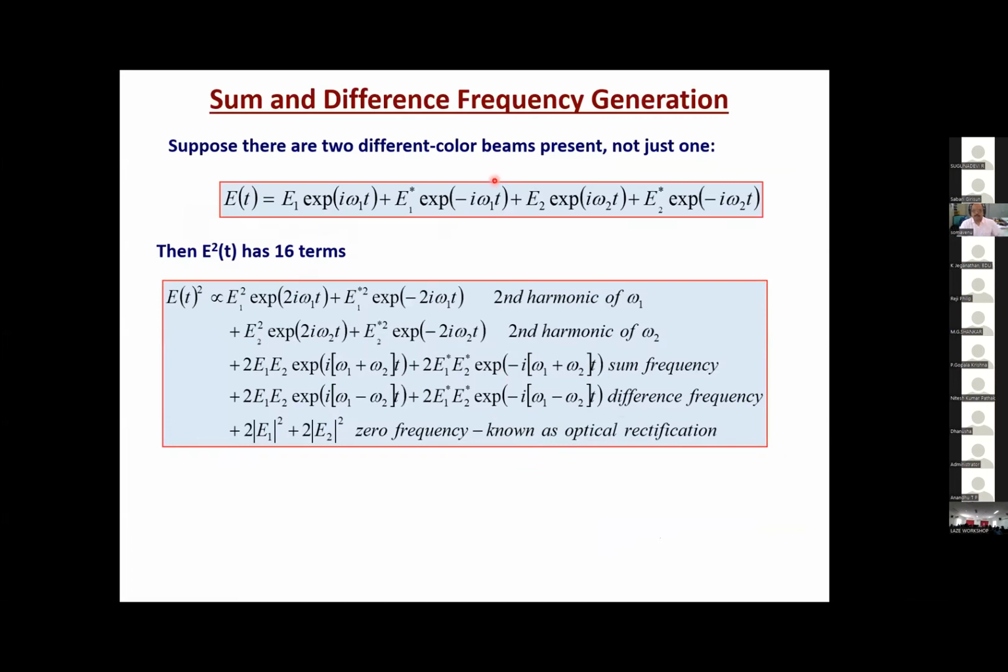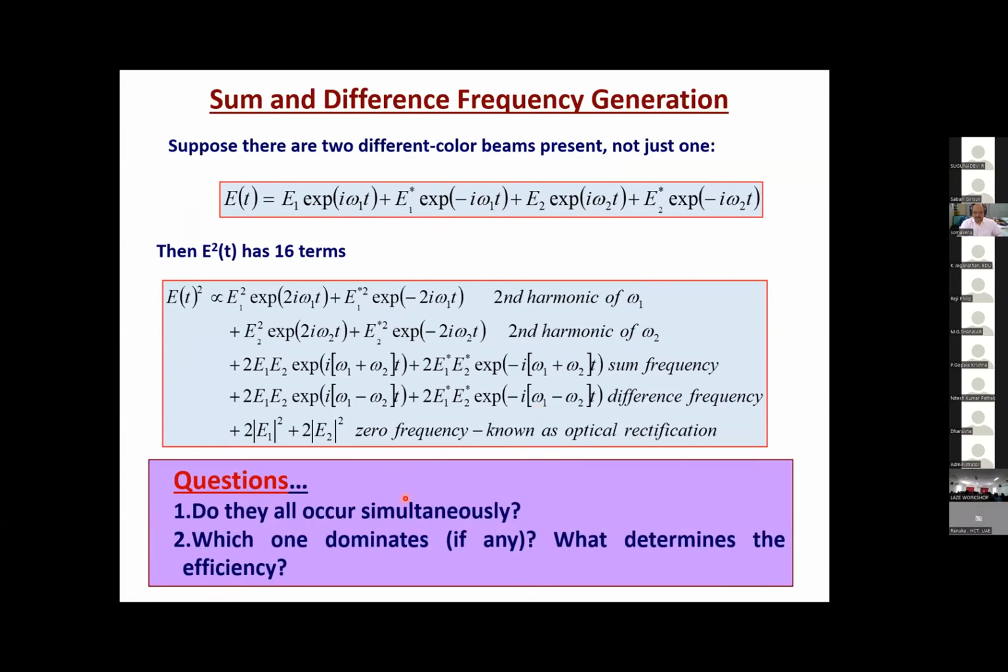And when you take, for example, expand this thing using two frequencies now, omega 1 and omega 2. So instead of one frequency, you're putting in two frequencies, then you see various terms in simple mathematics. You square this term, what you get is omega 1 and second harmonic of omega 2, sum frequency, difference frequency, as well as the optical rectification.